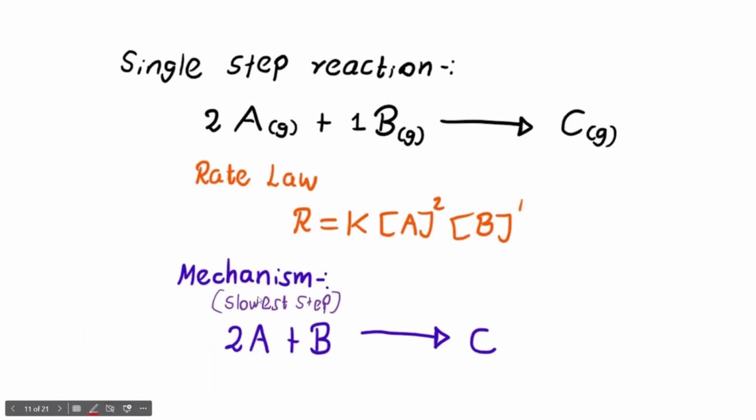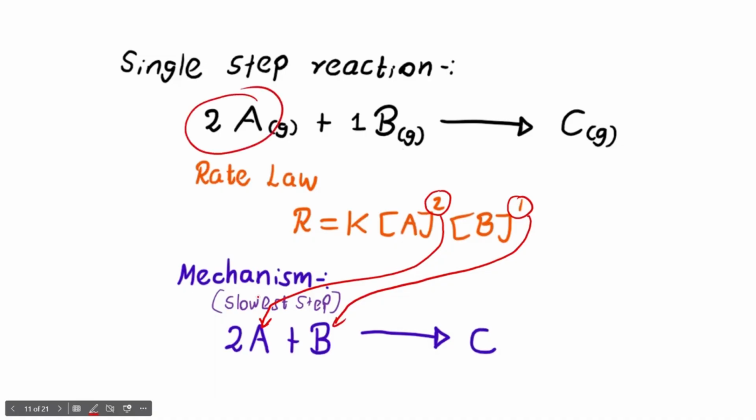If this is 2, that means there are 2 particles of A taking part in the slower step. If this is 1, that means the number of molecules of B taking part in the slower step is 1. The interesting part here is, in the reaction you have 2 A molecules, and all of those 2 A molecules take part in the slower step. You have only 1 B molecule, and that 1 B molecule takes part in the slower step. That means you have used all your reactants in the slower step. If you use all your reactants in the slower step, there can't be any other steps, because you have used them completely.